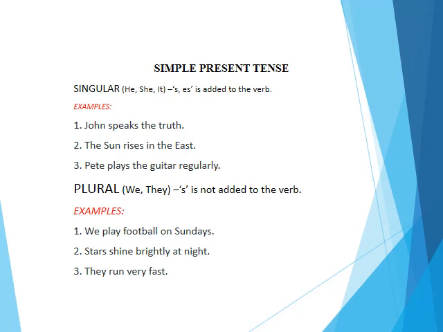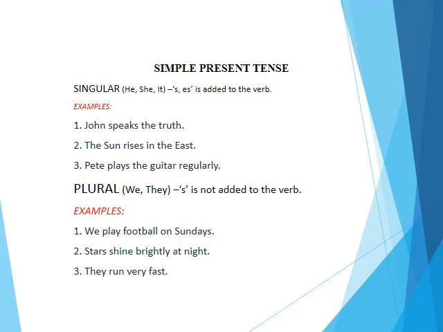Remember, S and ES is always added to the verb which has a singular subject. Let's see the examples given in the slide. John speaks the truth. In this sentence, John is the singular subject. Hence, we add S to the verb speak and write it as speaks. So the sentence will be John speaks the truth.